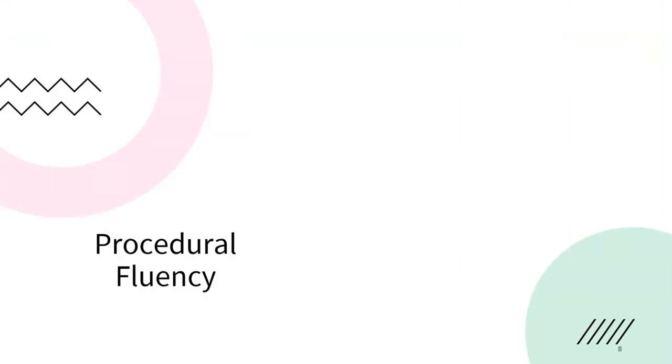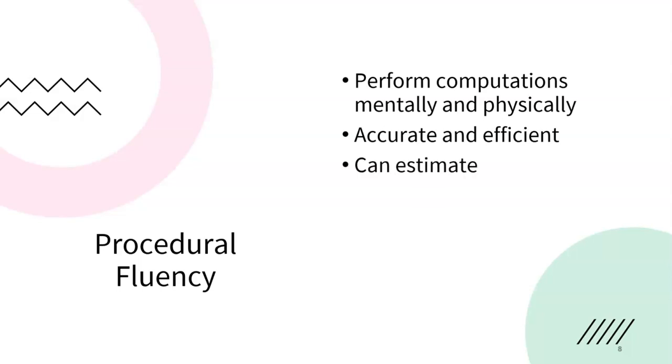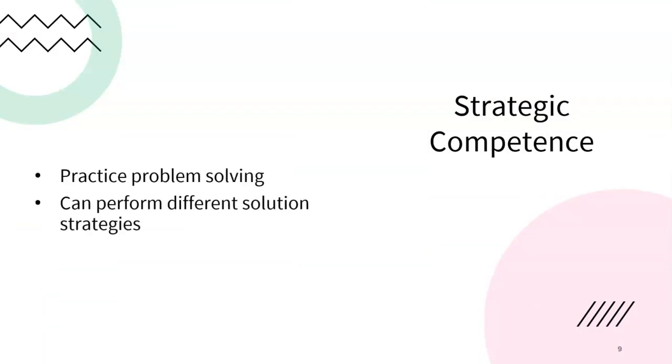The second is procedural fluency. They can perform computations both mentally and on paper. They are accurate, efficient in their problem solving, and they can also estimate. Next is strategic competence. They are given opportunities to problem solve. They can perform different solution strategies, and they can also represent their findings.